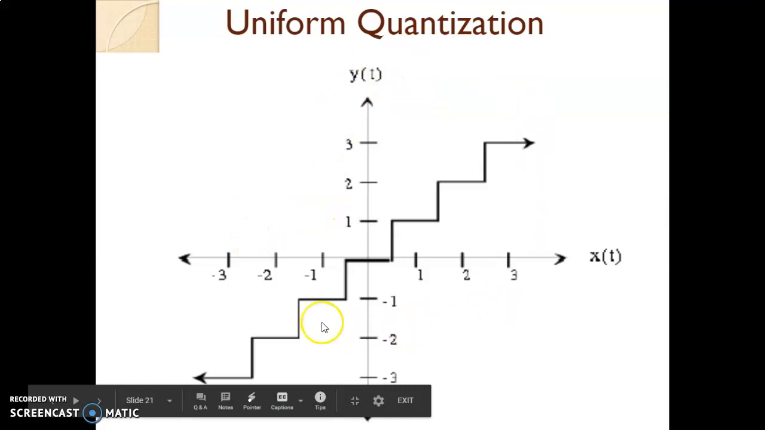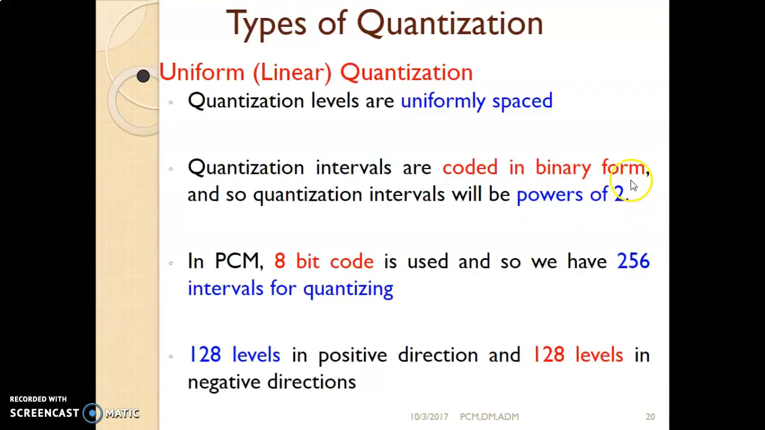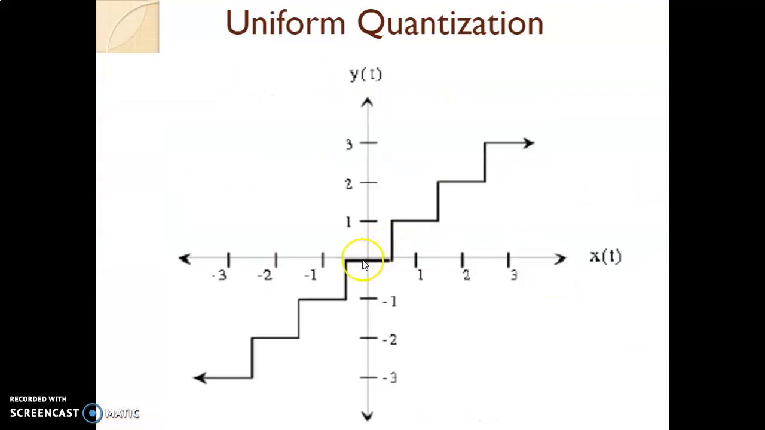So this is the transfer characteristic for uniform quantization, and the levels are always in powers of 2. If it is a 2-bit code, then 2 raised to 2, that is 4 levels. If it is an 8-bit code, 2 raised to 8, 256 intervals. But what is the disadvantage of uniform quantization? It does not look at what the input signal is, and therefore there will be huge quantization error when we go for uniform quantization, because our input signal will never be uniform.